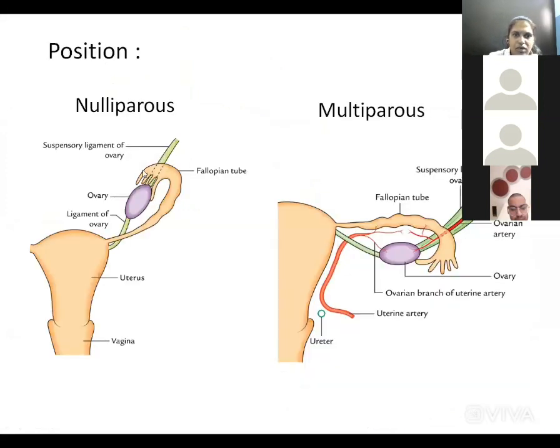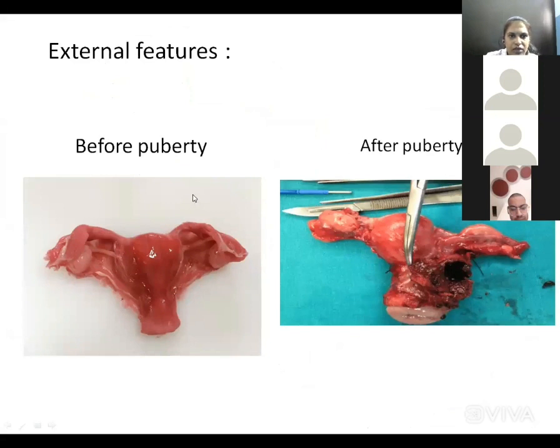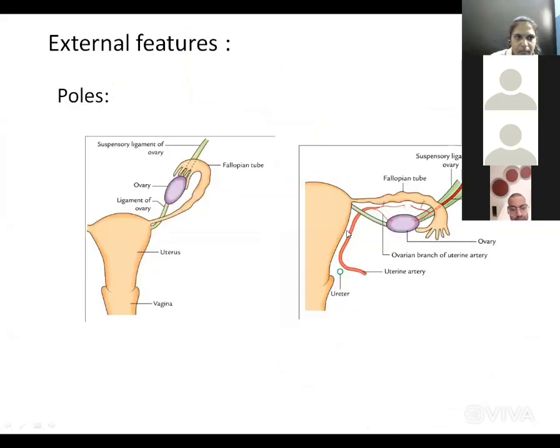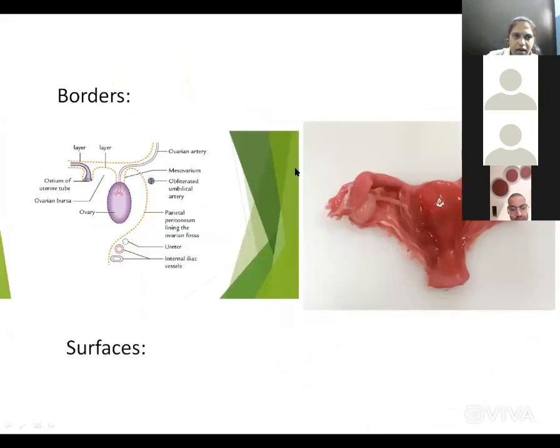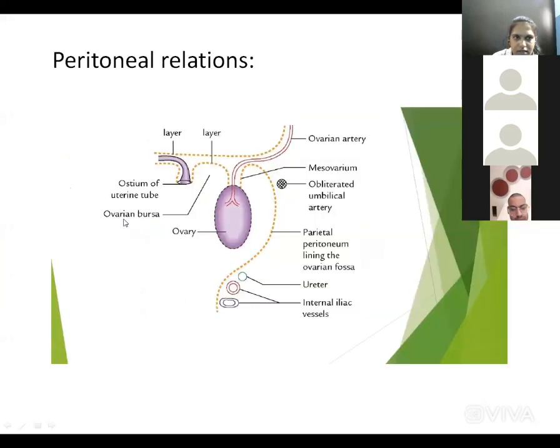Now, in this ovarian fossa, in nulliparous, these are vertically placed, in multiparous, horizontally placed. In external features, before puberty the surface is smooth, after puberty uneven, and pink color turns to grey. And poles, these are the external features: upper pole, lower pole, tubal and uterine pole. Border, anterior border, posterior border, surfaces, medial surface, lateral surface. Peritoneal relation, there you need to remember all around peritoneum, mesovarium, hilum and channel.